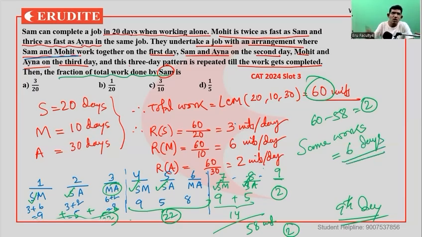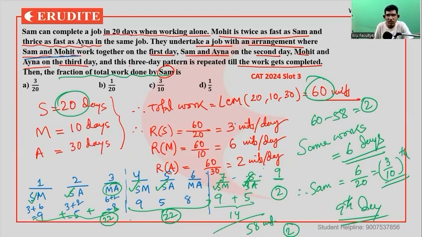So in 6 days, what portion of the work can Sam do? Now Sam can do the full work in 20 days. So the fraction of work by Sam will be 6 upon 20. Sam can do the full work in 20 days, so in 6 days, Sam will do 6 by 20, which is 3 by 10 of the work, which is option C. So these are our typical examples of time and work in CAT on a variety of topics.